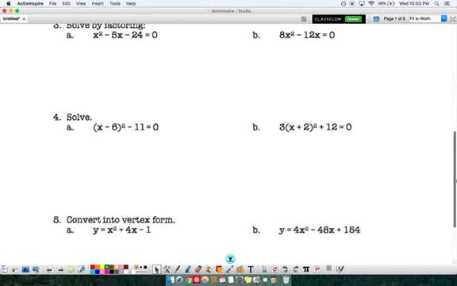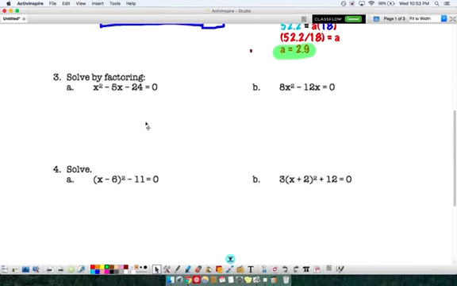Okay, solve by factoring. I think you can probably do this well by now. Well, I know you can. Needs to add to -5. Needs to multiply to -24. Well, two numbers that do that. Think about them for a couple minutes. See if you can come up with it.